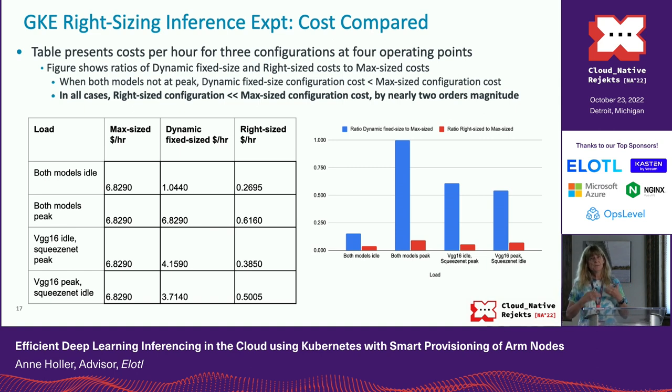So again, when both models are not at peak, dynamic fixed size does save quite a bit of cost. You can see the blue bars are lower. But again, the right-sized system is dramatically lower, again, about two orders of magnitude. So it's kind of interesting, even though the GPU costs and even the Ampere instance costs are slightly different between the two clouds, the bottom line is the same.